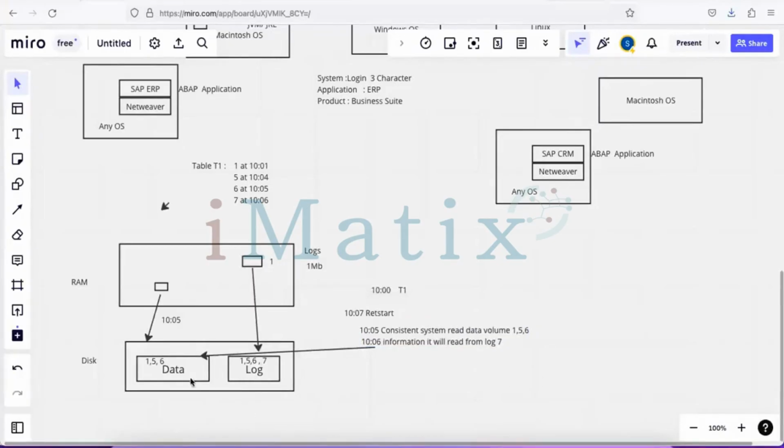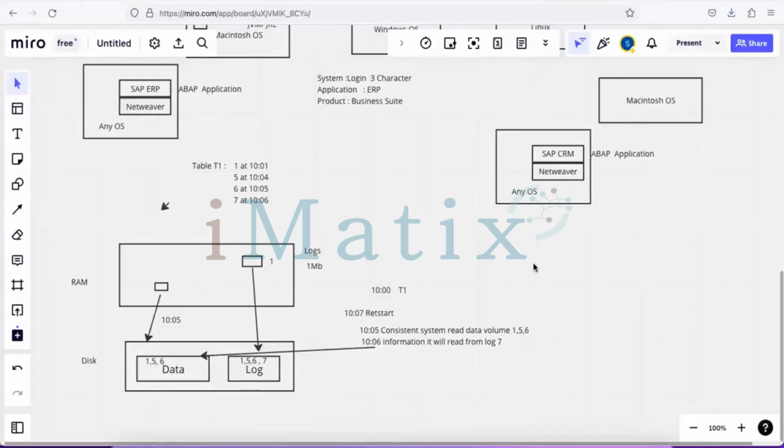There is no merger of log and data. Data is separate, log is separate. Data is a consistent image. It is like copying from the log buffer to the log volume. This is a HANA-related thing. Thank you. Good, you got the info.